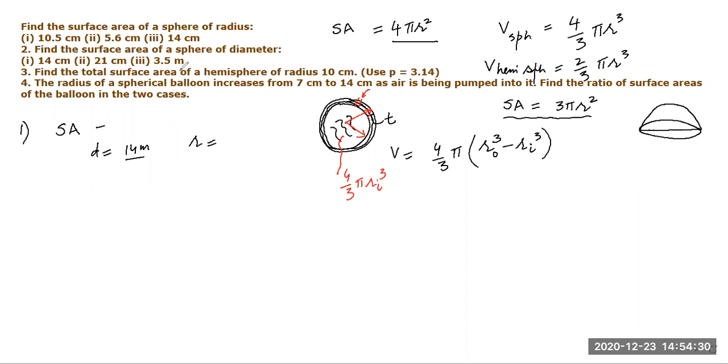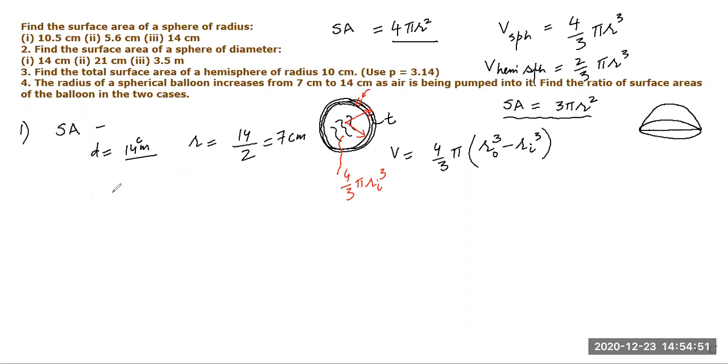The diameter is 14 centimeter of the sphere. So what will be the radius? Diameter is 14 centimeter. What will be the radius? Yes, Amrit? It will be half. Half of this, it will be 7 centimeter. Please write down. Okay. So simply you do the same formula.